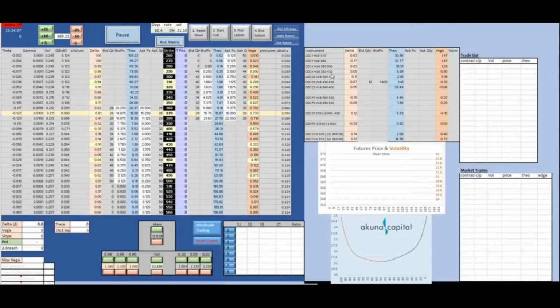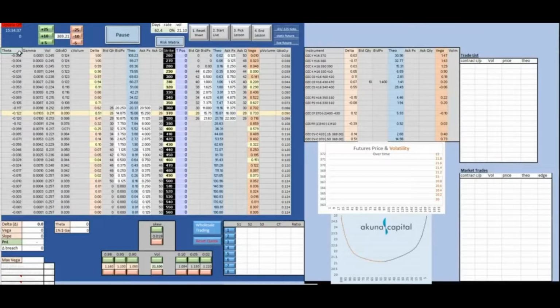The simulator also comes with the user's manual, which has a lot more detailed information, so please refer to that for the information on all of the specific Greeks and column headings. I won't go into all that detail in this video.